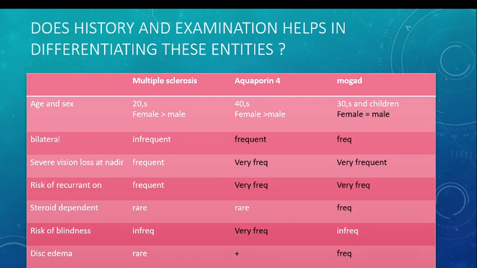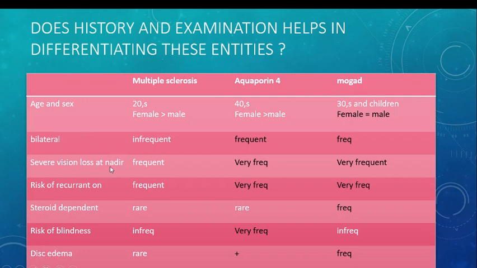So first is the age. Now we know that multiple sclerosis mainly affects patients in the second decade, whereas aquaporin-4 disease is in the fourth decade. Females are more commonly affected than males in MS and aquaporin-4 disease, whereas there is no gender predilection in MOG disease. Bilateral optic nerve involvement is seen in both aquaporin-4 and MOG disease.